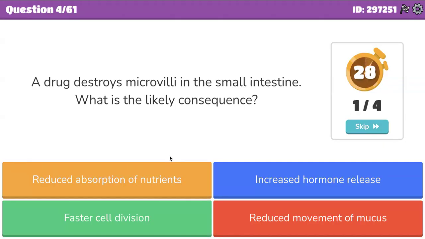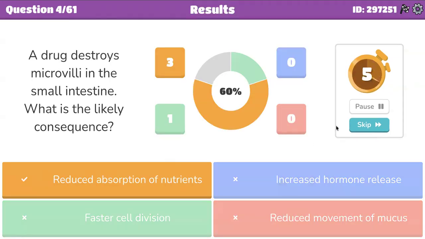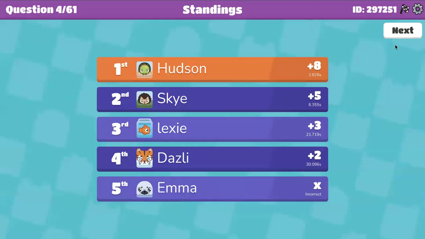A drug destroys microvilli in the small intestine. What is the likely consequence? This is what we talked about earlier, how microvilli are super round and have a lot of surface area. They take nutrients from your small intestine and bring them from the outside of your body to the inside of your body. And if the drug destroys the microvilli, then you will have less absorption, because it's flat, less surface area.